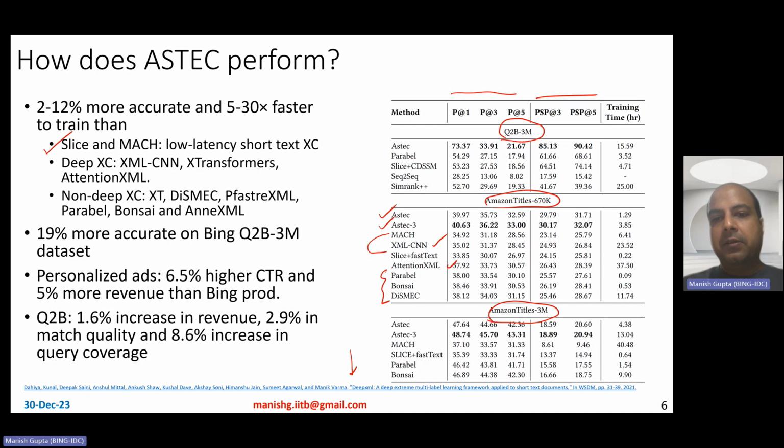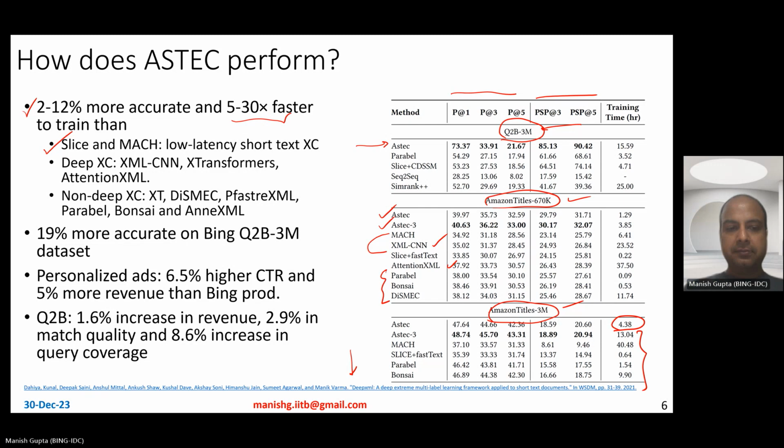You observe that Astec is actually 2 to 12 times more accurate and 5 to 13 times faster to train. Okay, so if you look at Astec, it can be 5 to 30 times faster to train, or 2 to 12 times more accurate compared to the baselines that you see on these public data sets, Amazon and Wiki titles and so on. Okay. So on the Bing dataset, it is essentially 19% more accurate than the closest baseline.